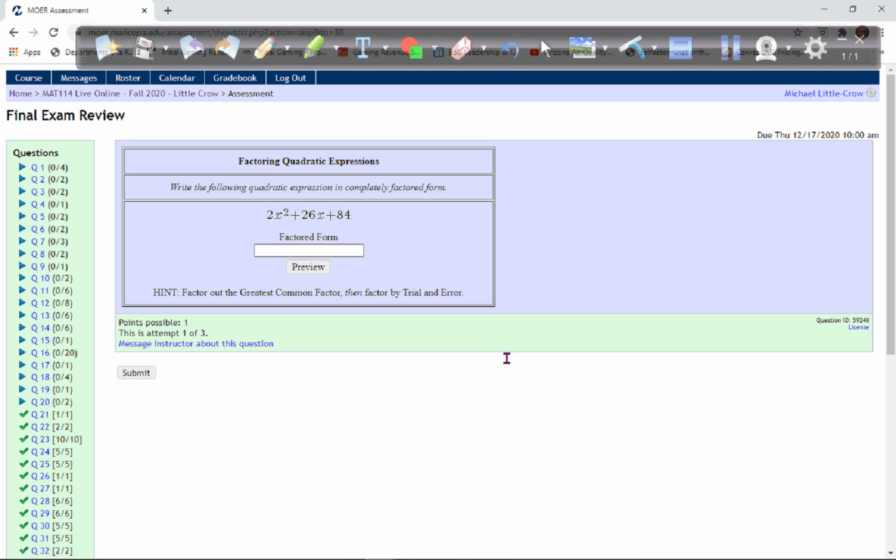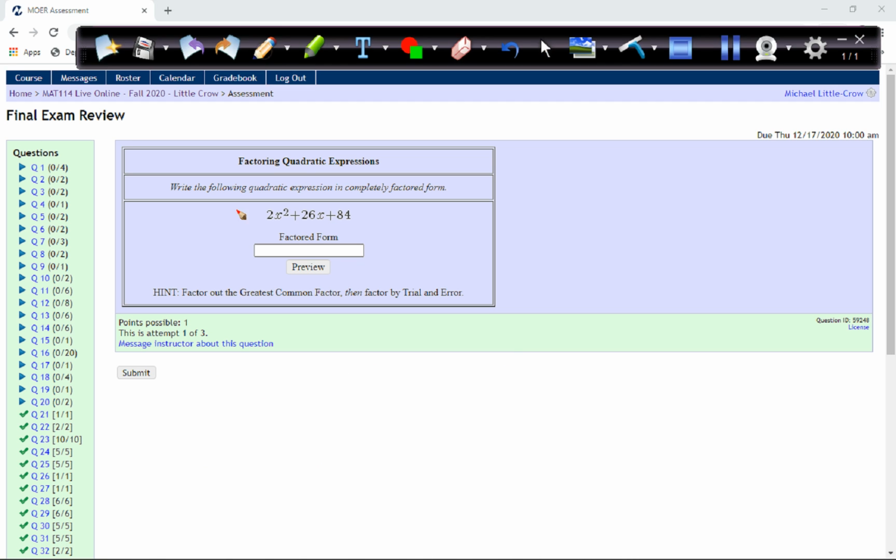So now factoring a quadratic. On these, one of the things we look for factoring is are there common factors? And notice each of these has a 2. So we can factor out a 2. 26 divided by 2, right? To take the 2 out is going to be 13. And 84 divided by 2, so factoring out the 2 will be 42.